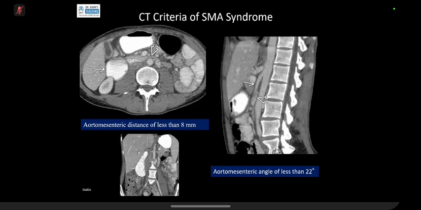These patients, some of them are very symptomatic, and some of them end up having surgeries and gastrojejunostomies, etc. On a CT scan, we have got a criteria. If you see, this is sagittal sequence, this is abdominal aorta, this is SMA. So there is an angle between the SMA and abdominal aorta.